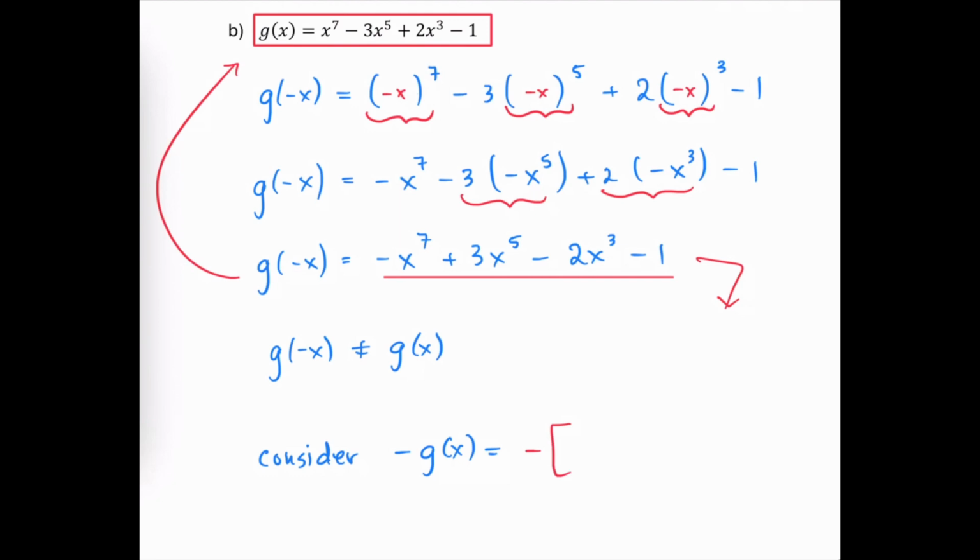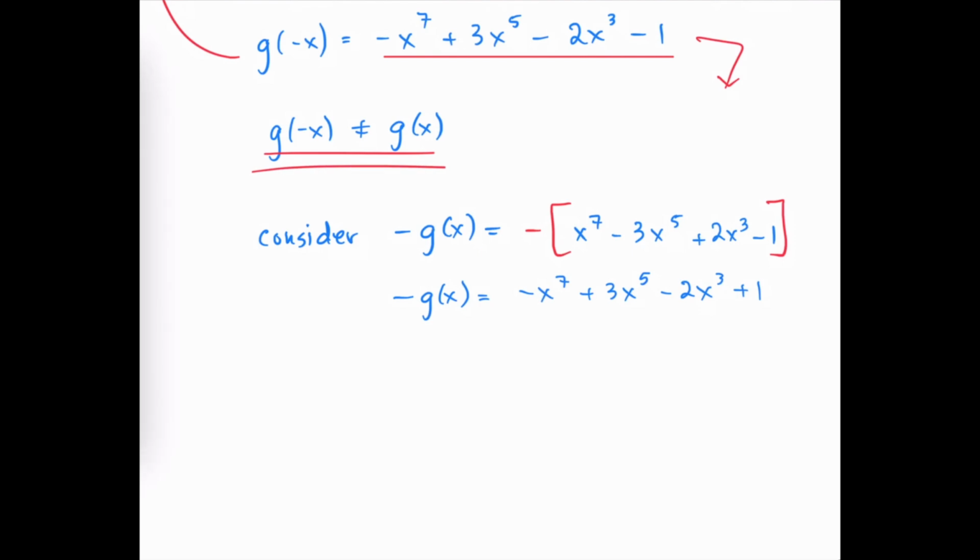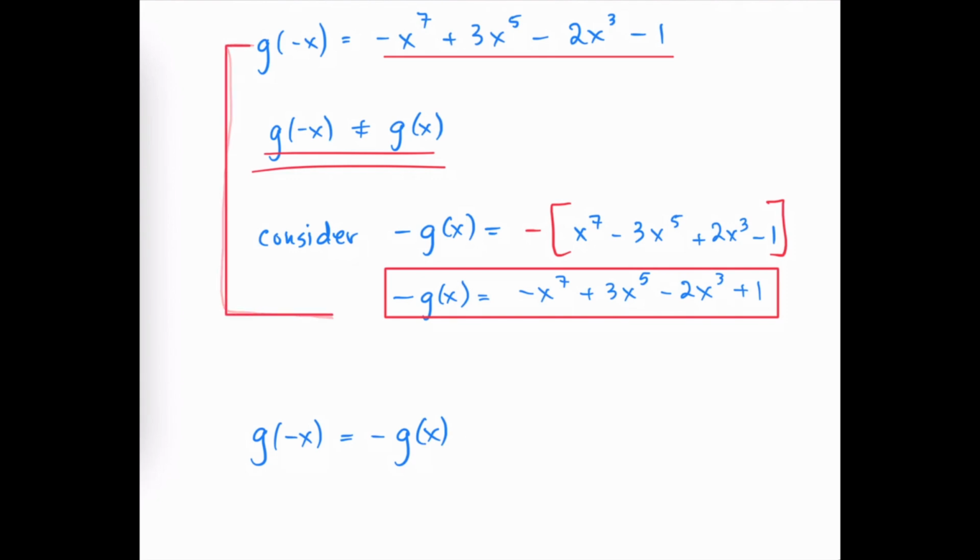The opposite of g of x is going to be the opposite of the entire original function, which is x to the 7th minus 3x to the 5th plus 2x cubed minus 1. So the opposite of the original function would be changing the sign on all of the terms. When we distribute in that negative, each of those terms gets a sign switch. So we already determined that g of negative x was not the same as g of x. Now let's consider whether or not g of negative x is exactly the same as the opposite of g of x. The g evaluated at negative x function now compared to the opposite of g of x, still these are not the same, right? Because we have a minus here and a plus here. So no, they're not the same here either.